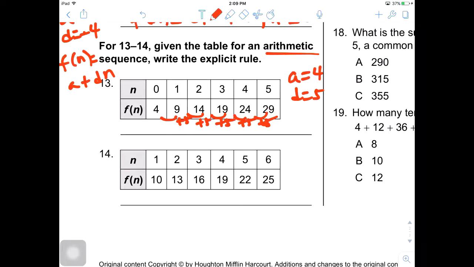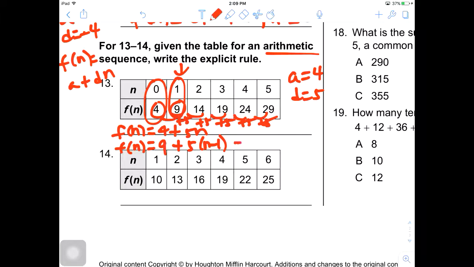Again, you are flexible to use either the n equal to 0 or n equal to 1. Either way is fine. You can end up with the same answer or an equivalent formula. So you can go f of n is equal to a. If you want to start with the 0 term, that will be 4 plus the common difference, 5n. That will be one form. And then if you want to use the n equal to 1 formula, then you're going to start with 9. So that will be 9 plus 5 times n minus 1.